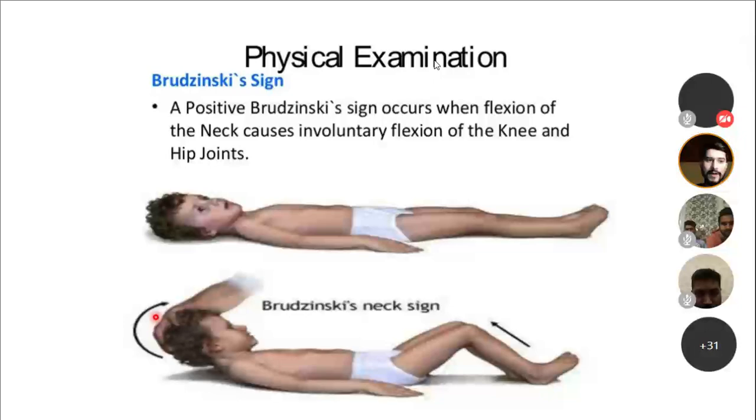The Brudzinski sign means when you pull the neck down, the knees will also go up, okay? They will flex, involuntary flexion of the knees and hips. Why is it so? Where does it come from? It comes from the intracranial pressure, okay? Because of the excessive amount of pressure, the body does not know how to react. So it is the generalized reaction of the body.